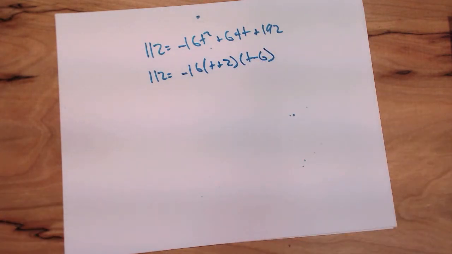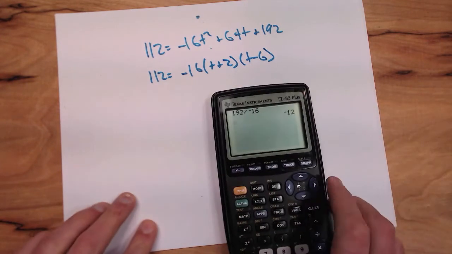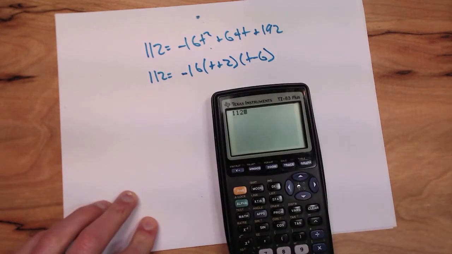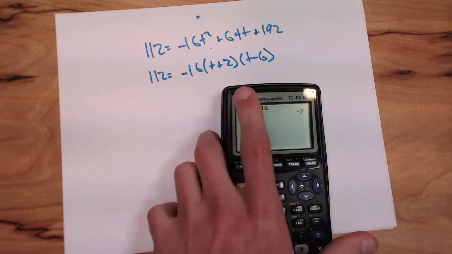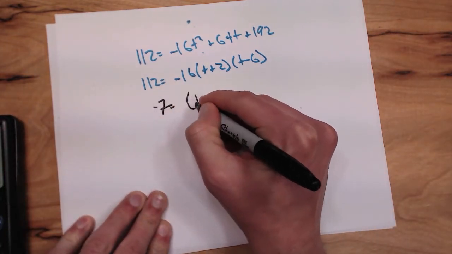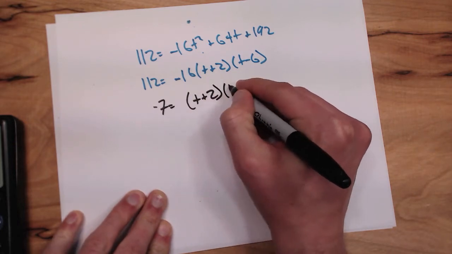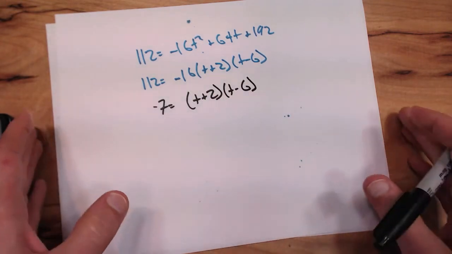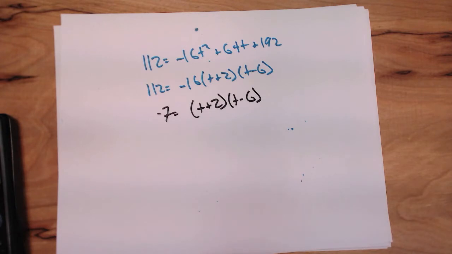Okay, so now I would like to divide both sides by 16, or negative 16 I should say. So 112 divided by negative 16 is negative 7. Alright, negative 7 equals t plus 2 times t minus 6. Alright. I don't love that. Let's see. Ooh, you know what we need to do actually?